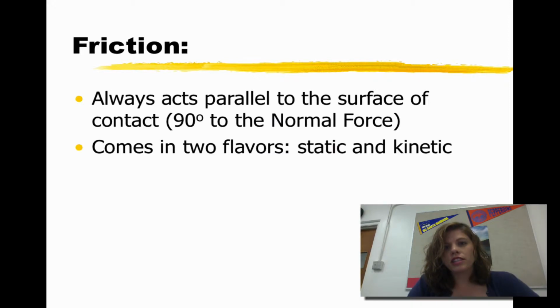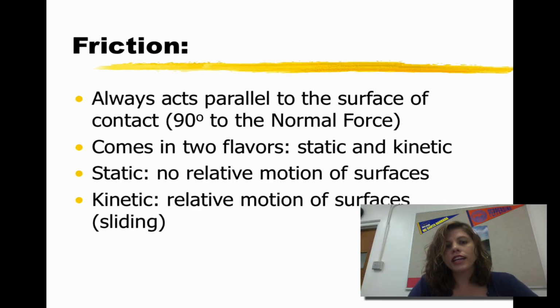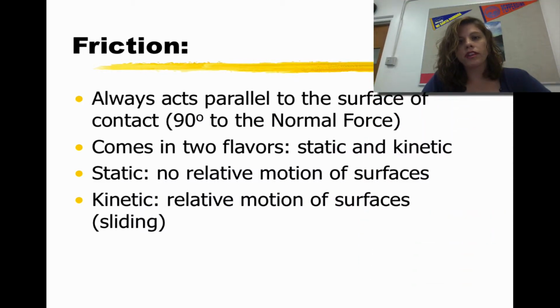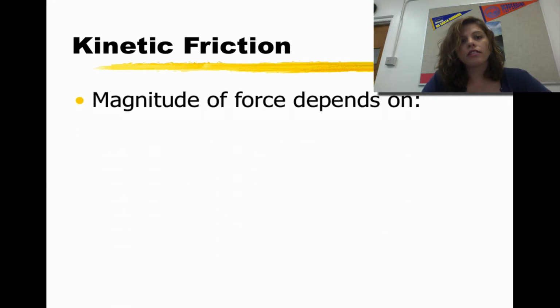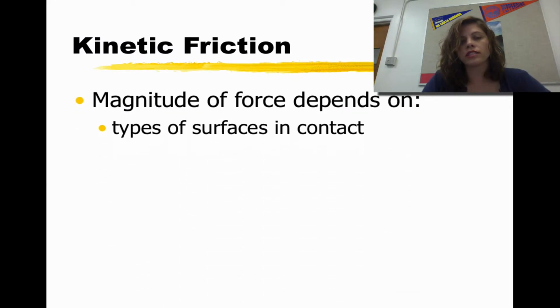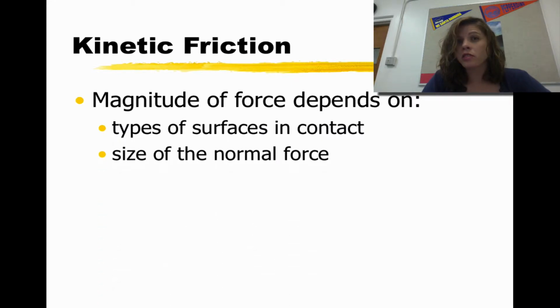There's two kinds of friction, static and kinetic. Today we are going to talk about kinetic friction. So static, there's no relative motion of the surfaces, and kinetic, there is. It's sliding. So for kinetic friction, the magnitude of friction depends on only two things: the types of surfaces in contact and the size of the normal force.